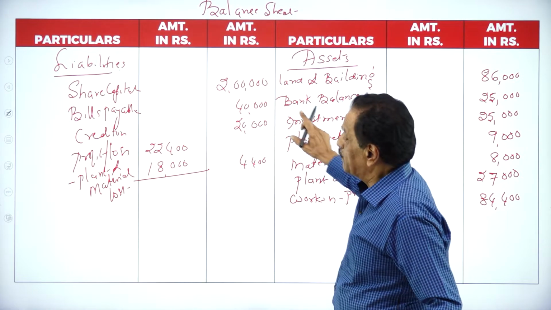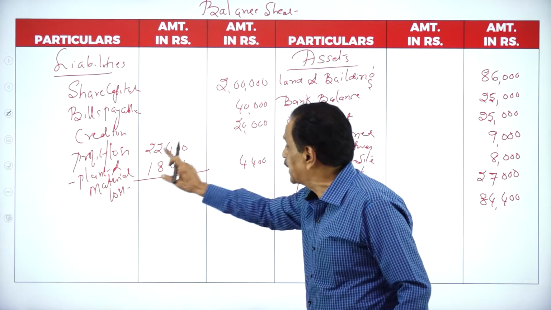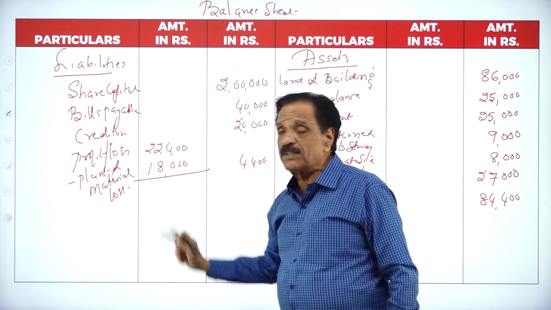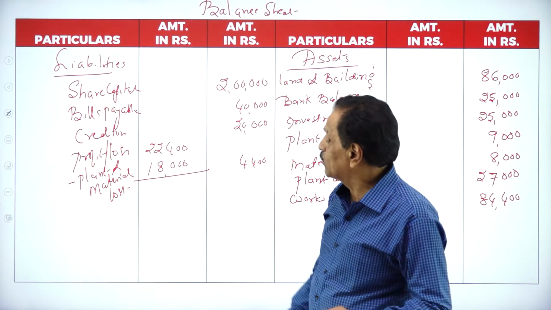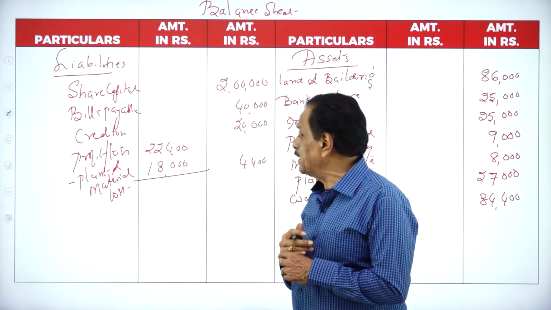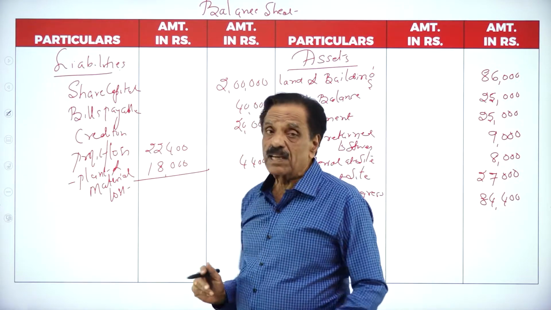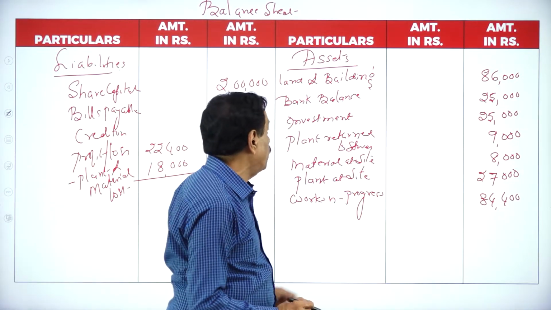Share capital is a liability, bills payable is a liability, creditor is a liability. You earned a profit of 22,400. Out of that, how much loss did you suffer? Plant and material loss 18,000. The real profit becomes only 4,400.